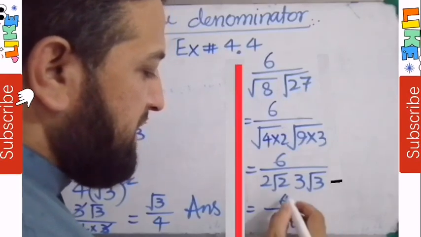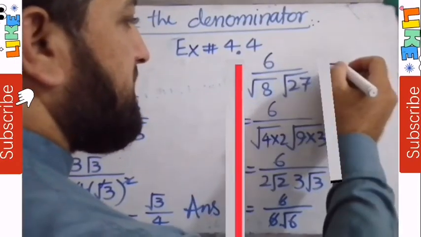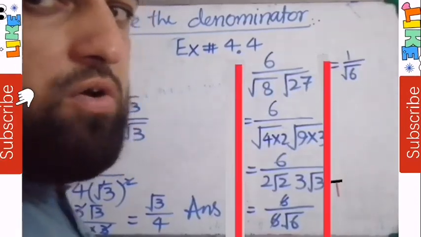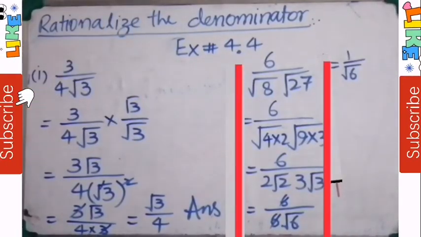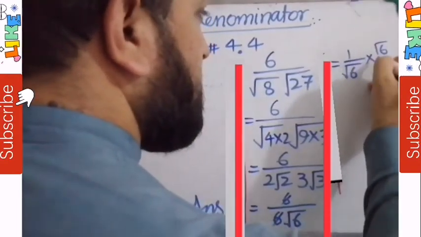Now we can see that this 6 will cancel this. It is 1 by square root 6. Now the irrational denominator is square root 6. We multiply and divide by square root 6.